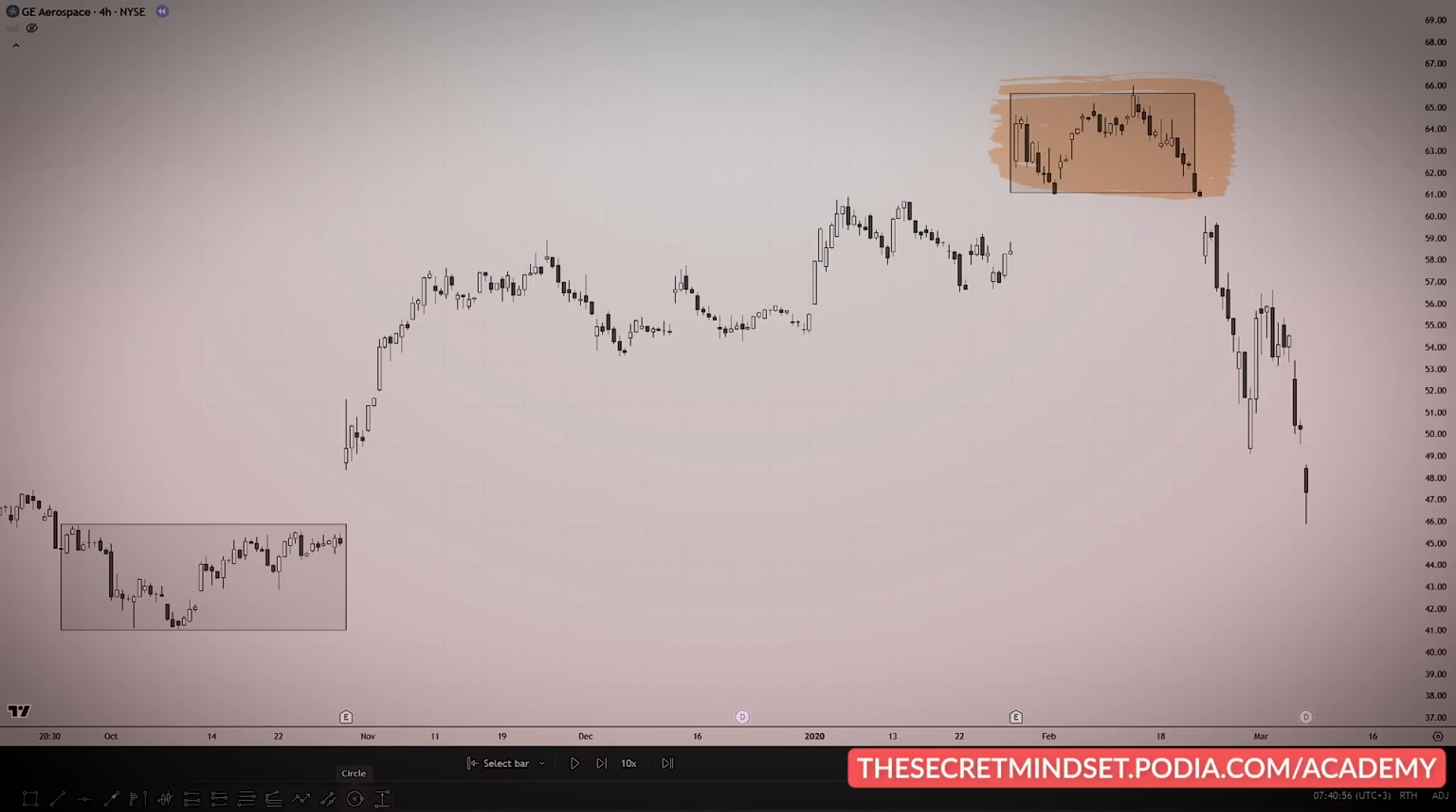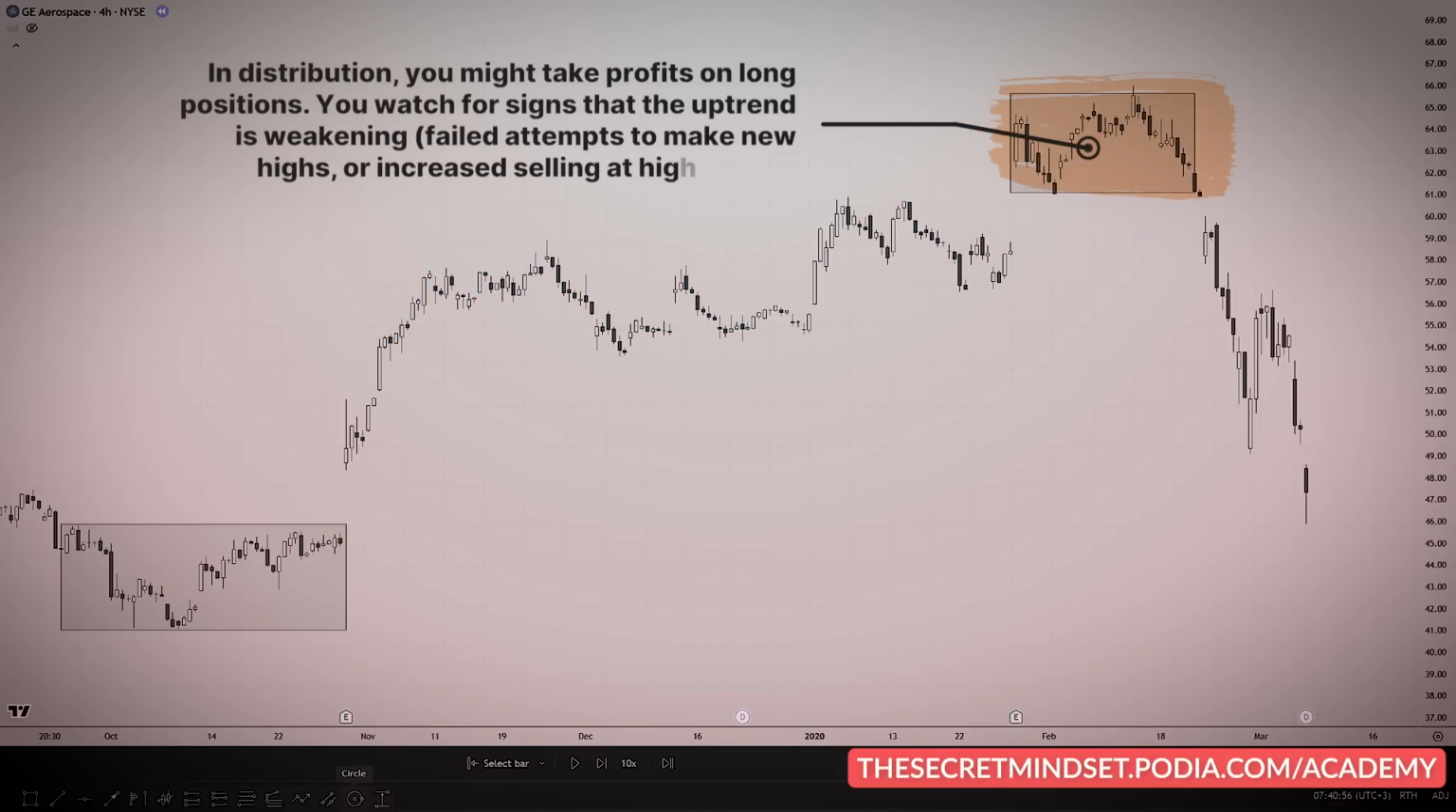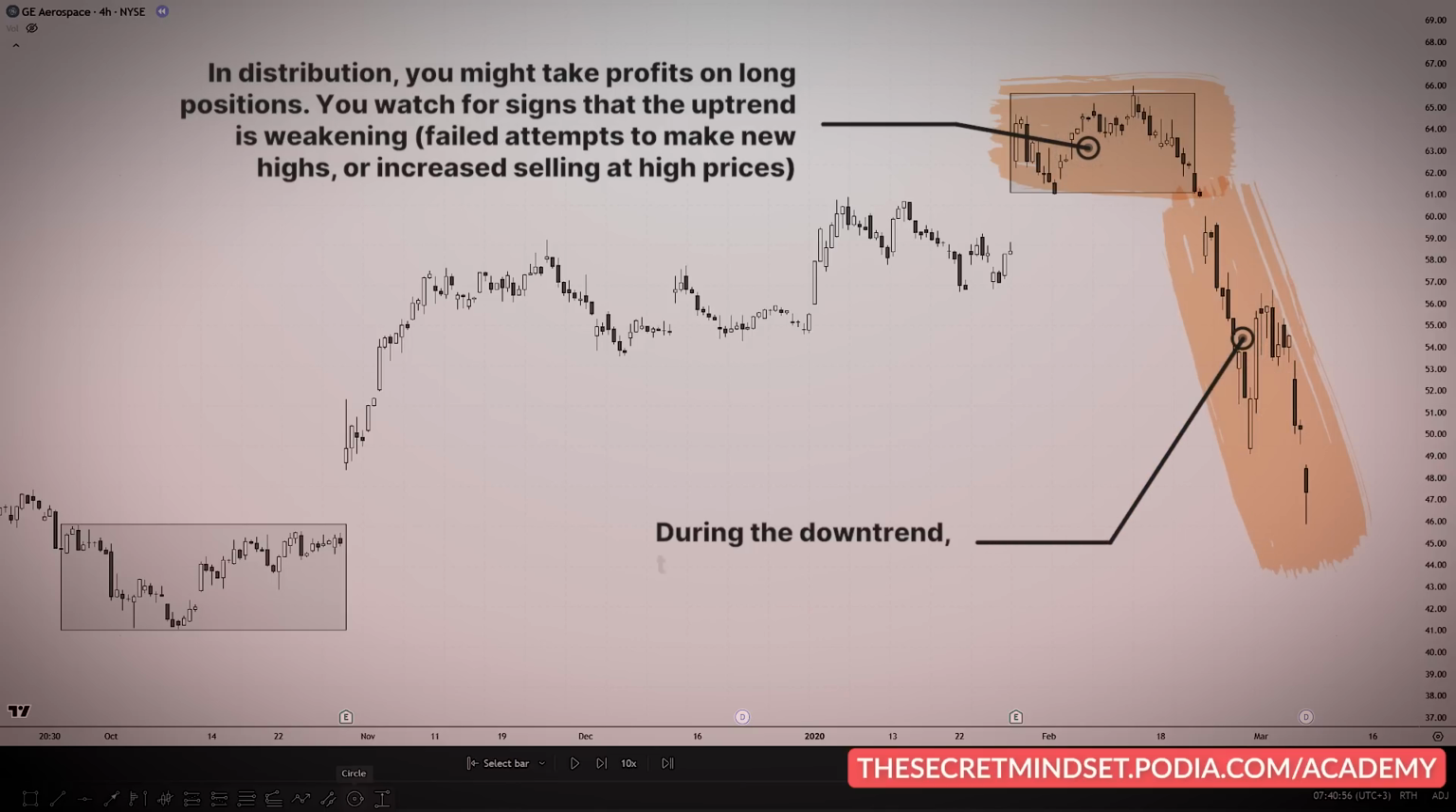In distribution, you start to get cautious. You might take profits on long positions. You watch for signs that the uptrend is weakening. These signs could include failed attempts to make new highs or increased selling at high prices. During the downtrend, the goal is to sell short.